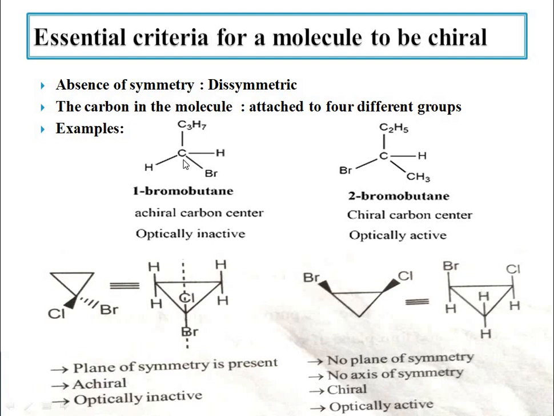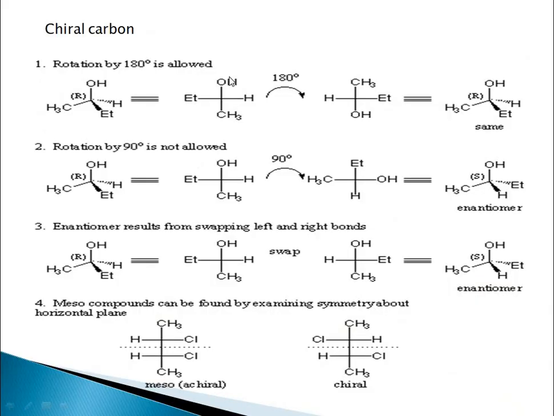But when there are more than one carbons, in that case, we have to also see as to whether this is missing, that is the plane of symmetry. If it is present, like in this case, it will be achiral. Here there is no plane of symmetry, no axis of symmetry. In that case, this will be chiral. And if it is chiral, whether there are one carbon, two carbons, or multiple carbons, then it is optically active, as we all know.